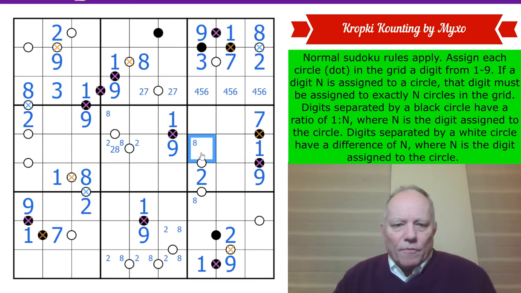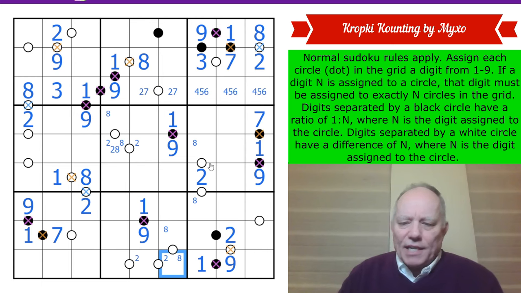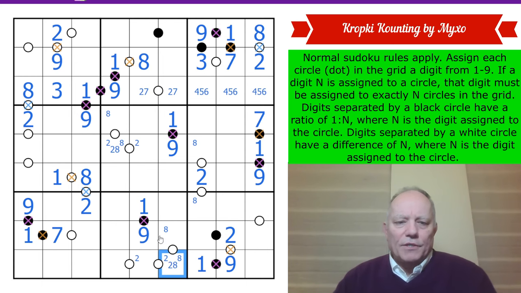Now, has that told me which of these? It's told me that's not a 2. So the 2 in this box is in one of those cells. The 8 is not there. So that's not the 2 because it couldn't be next to an 8. Oh, there's an 8 in one of those cells, so that's not an 8. So now this digit is either 2 or 8. If it's 2, that's an 8. If it's 8, that's a 2.